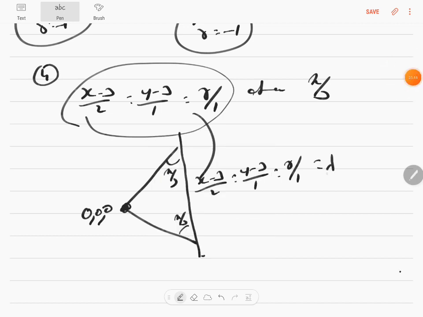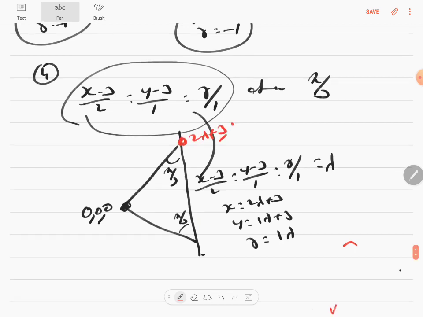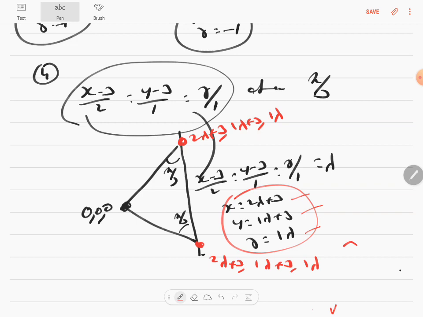Write it equal to lambda. So therefore you get x to be 2 lambda plus 3, y to be 1 lambda plus 3, z to be 1 lambda itself, and that may be a point on this line which could be anywhere. Depending on lambda's value, it could change. So the point (x, y, z) on this line can be (2 lambda plus 3, 1 lambda plus 3, 1 lambda).